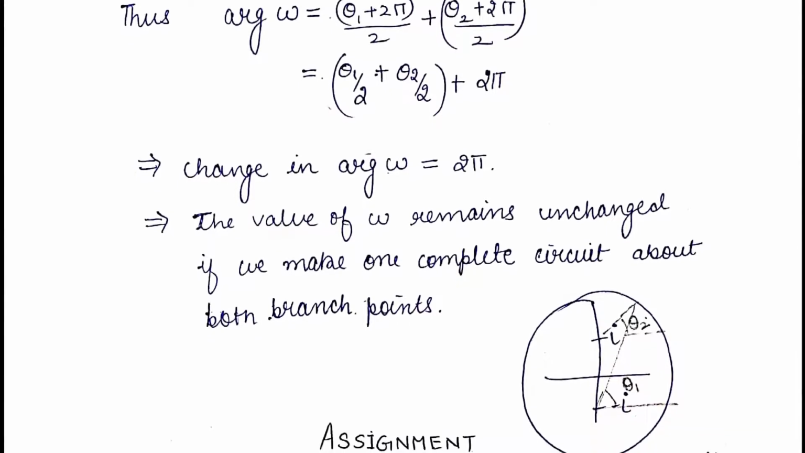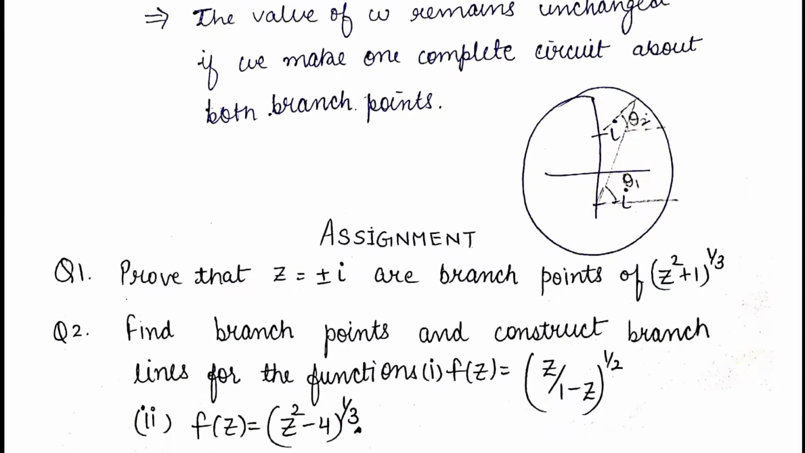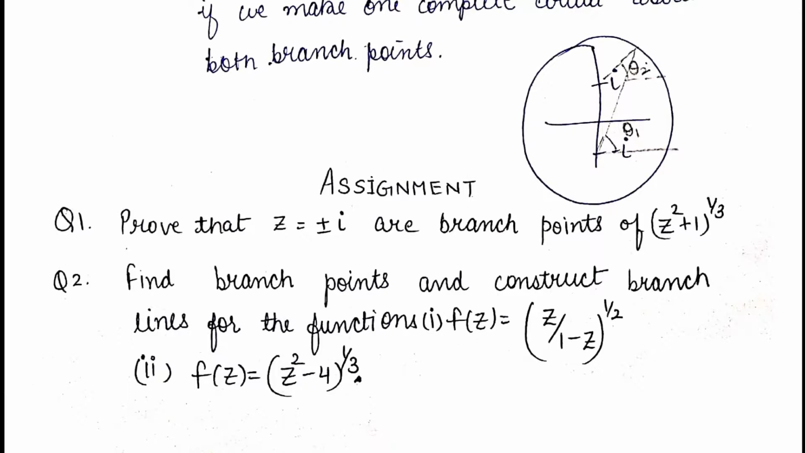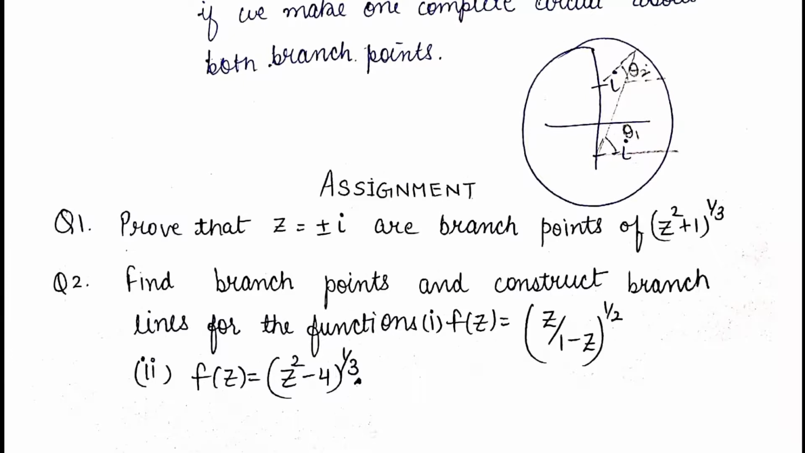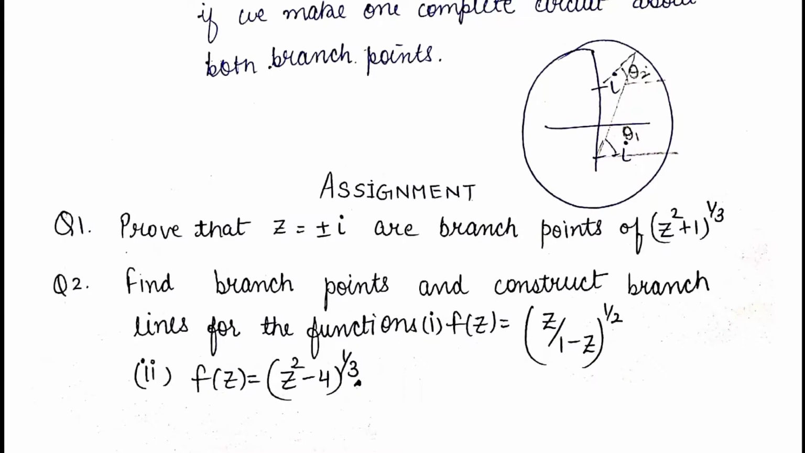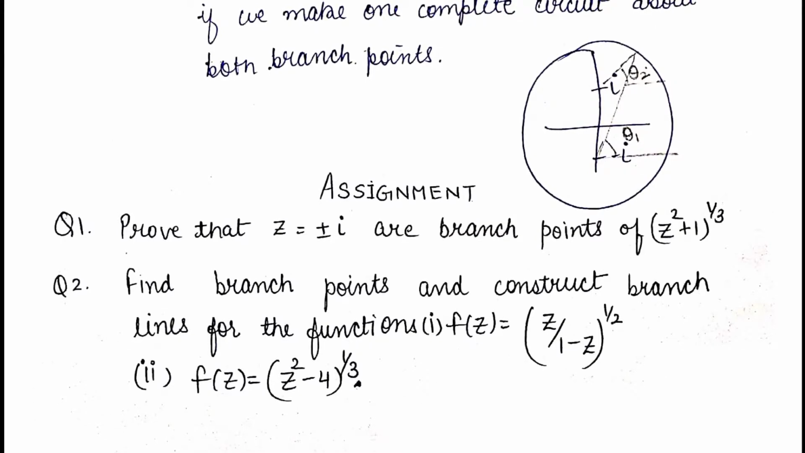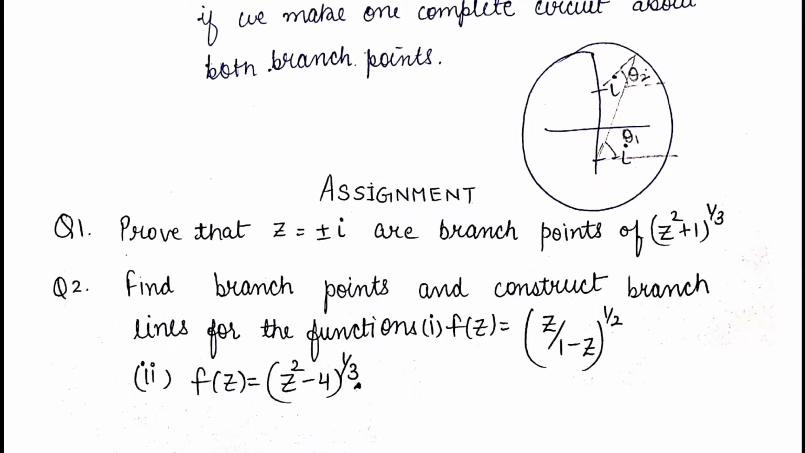So we are done with the second part also, and now there are two problems which you have to solve. In the first problem, you have to prove that z is equal to plus minus iota are the branch points of the function z square plus 1 raised to power 1 by 3. And in the second problem, you have to find the branch points and construct branch lines for the two functions. So I hope you will easily do these two exercises. It is enough for today's lecture, and tomorrow we will discuss the branches of the multi-valued function log z. So thank you.